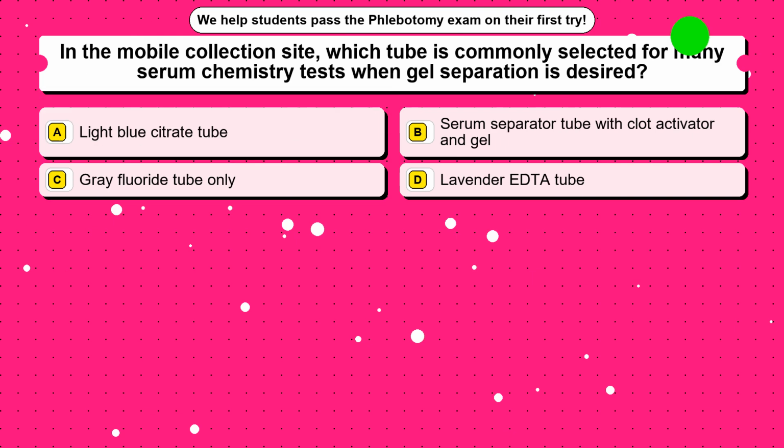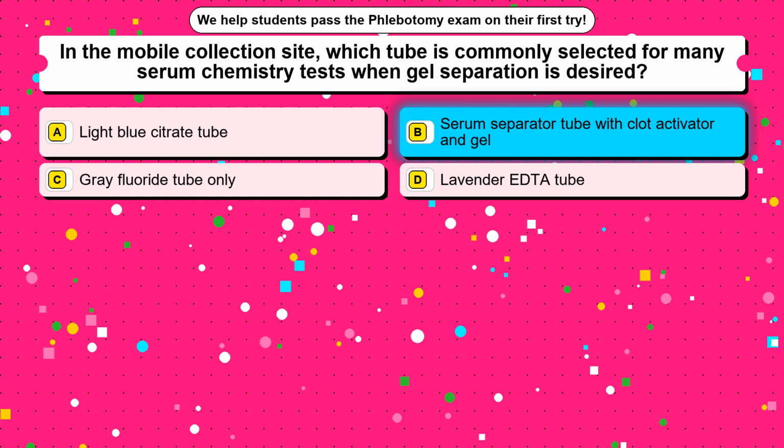Question 54. In the mobile collection site, which tube is commonly selected for many serum chemistry tests when gel separation is desired? Option A, light blue citrate tube. Option B, serum separator tube with clot activator and gel. Option C, gray fluoride tube only. Option D, lavender EDTA tube. The correct answer is option B.